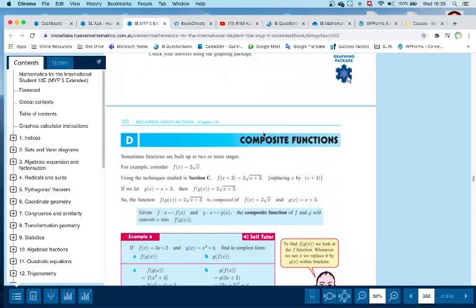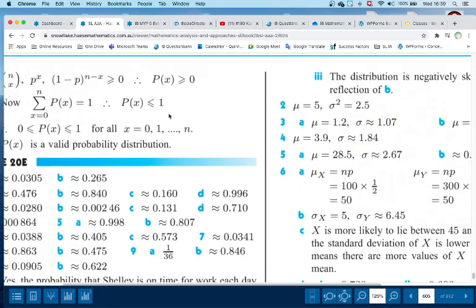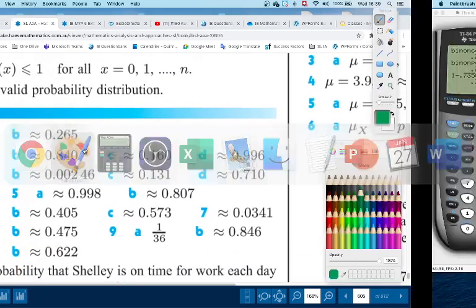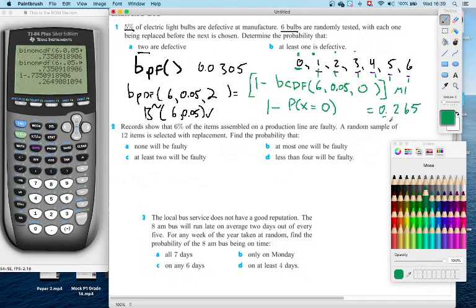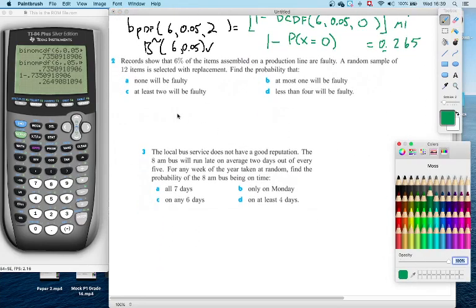Where's our solutions here? So 0.305, good, and 0.265 looks good as well. All right. Let's try question 2 just to see if we can do one more, see if everything goes okay.